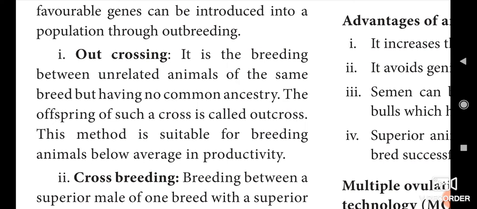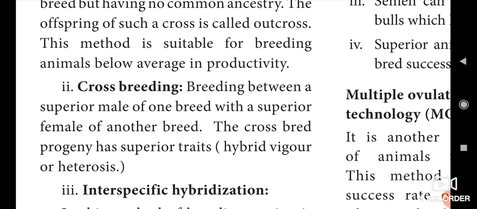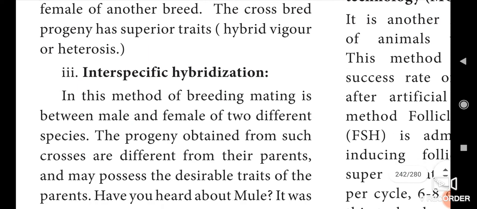The offspring of such a cross is called the outcross. This method is suitable for breeding animals below average in productivity. The next, cross breeding. Here the breeding is between a superior male of one breed with a superior female of another breed. Okay, breeds are also different. So here the crossbred progeny have superior traits, that means hybrid vigor or heterosis. Okay, that is called the hybrid.